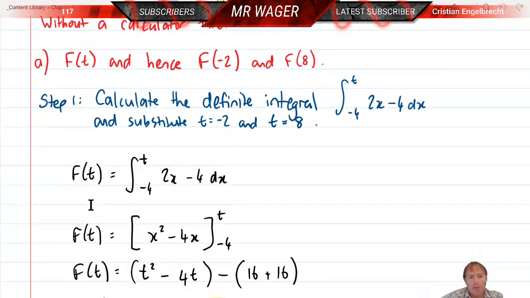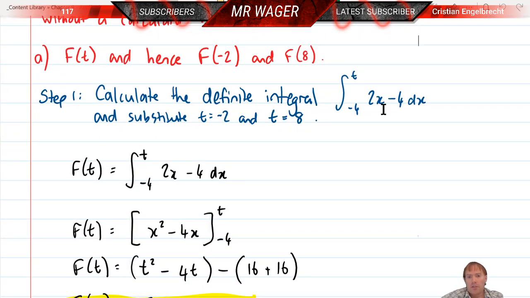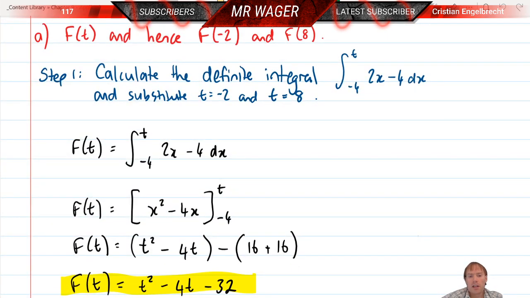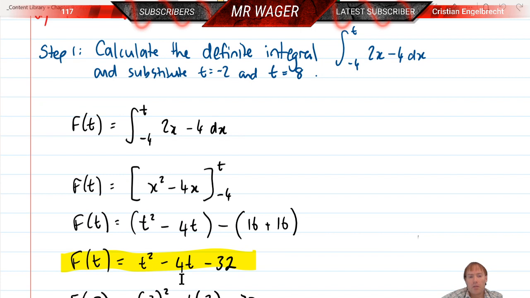So here we go. The antiderivative of 2x minus 4 is x squared minus 4x. Notice it's still in terms of x's. Now we substitute in the upper bound t and the lower bound negative 4 into our antiderivative, and you get t squared minus 4t when we put the t in. Then we take away 16 plus 16, that's when we substitute the negative 4 into our antiderivative. Simplifying, we get t squared minus 4t minus 32.